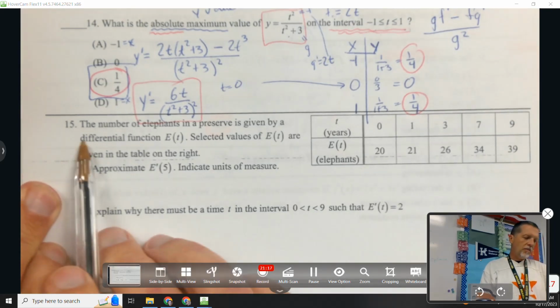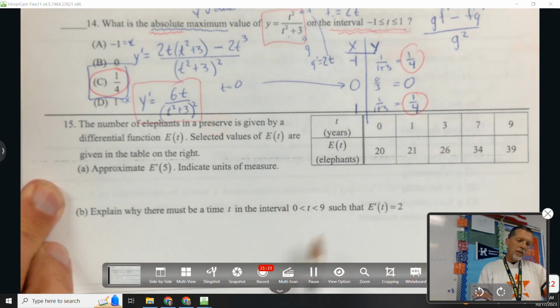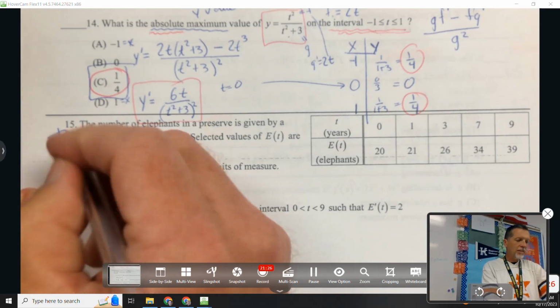Let's see, we'll say 15 for a different class, but you might recall I said that one of the free response questions gave you a table of values and then asked some questions. So that looks interesting.